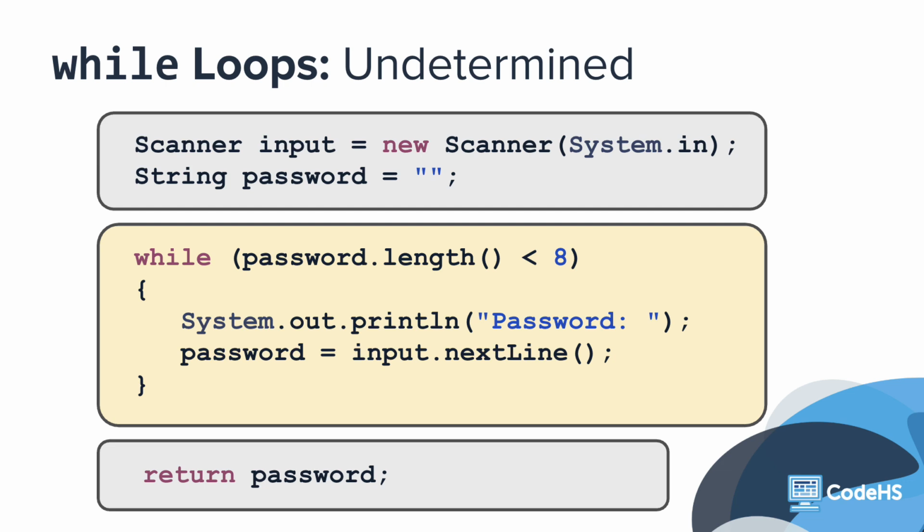Here, you can see a basic implementation of this logic in a method. There are 3 parts. The top sets up the scanner, the middle continues to ask the user for a password until it is 8 characters or longer, and the bottom returns the accepted password once the loop terminates.